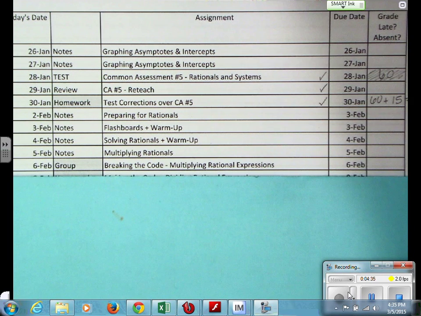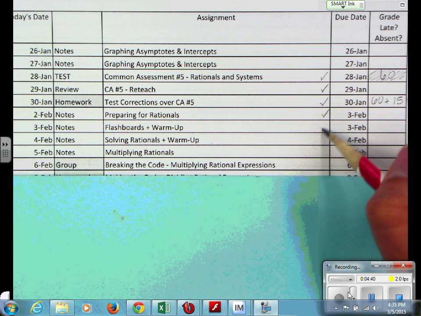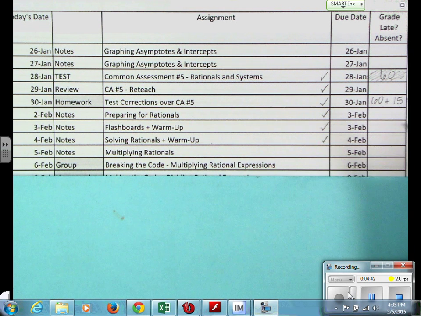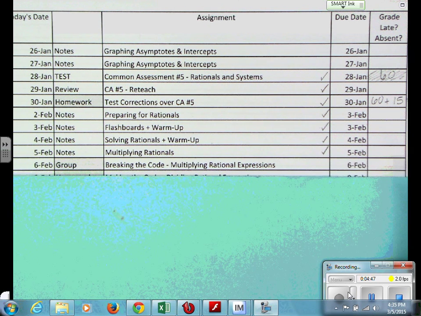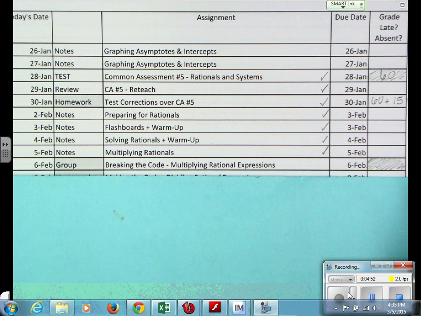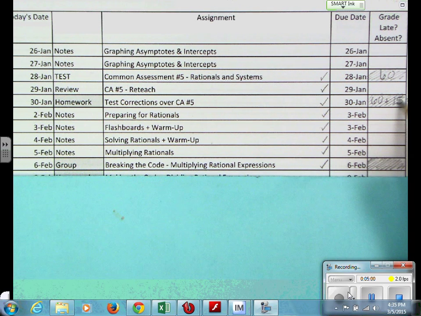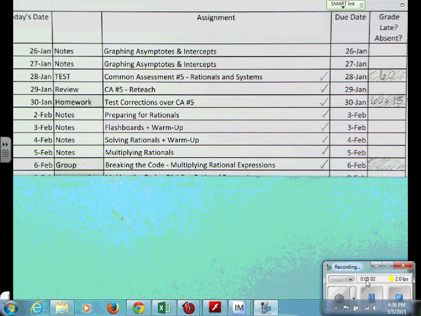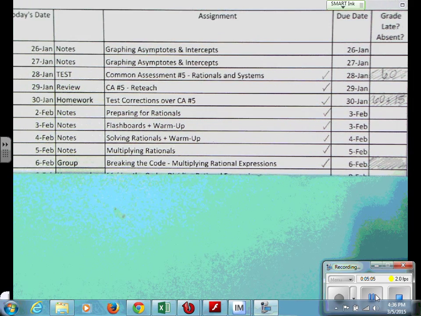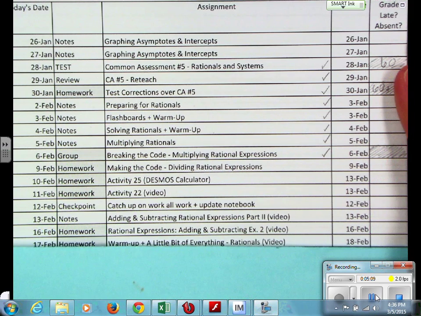So for that second week, we had the notes on preparing for rationals. We did flashboards and answered some questions. We solved rationals using our notes and simplifying. Then we learned how to multiply. And finally, together as a group, we worked on breaking the code. You should have a grade written down for that assignment. You should also have a grade written down for the corrections and a grade written down for the test. The next week, we go from February 9th through February 13th.